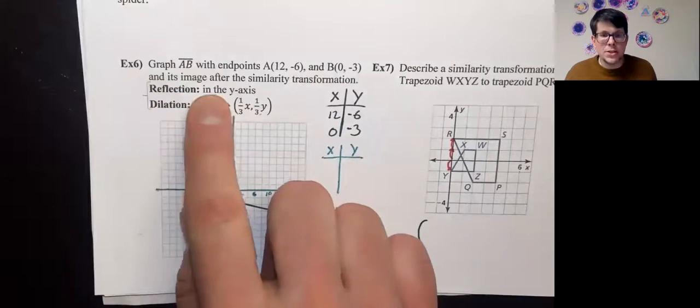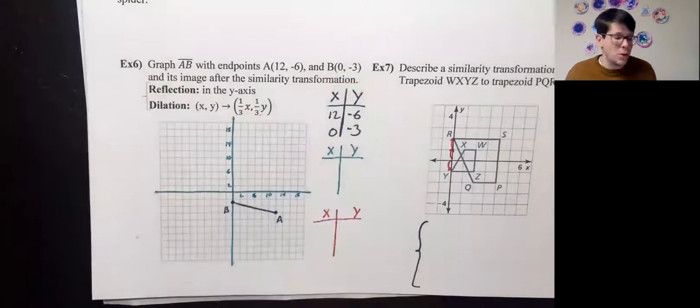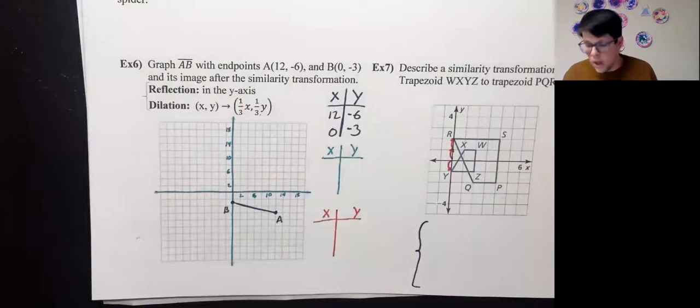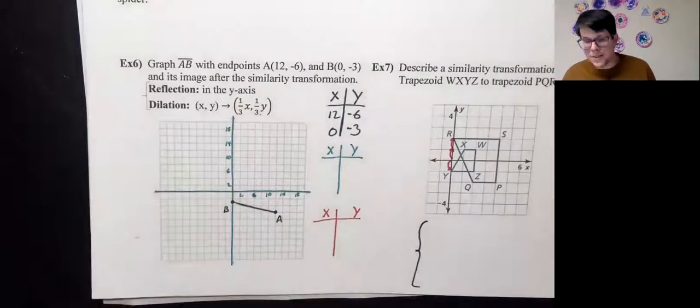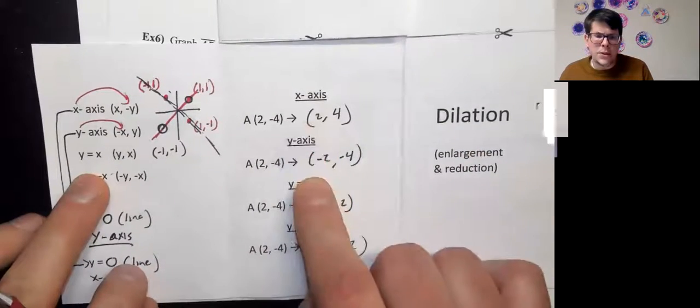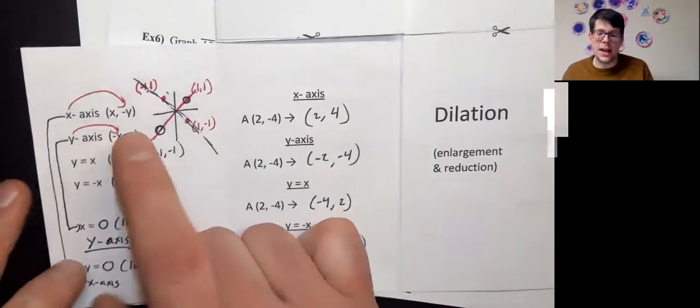So the reflection is listed first, so we're going to do it first. I'm going to use my tables in order to create this reflection, and I'm also going to use my tables to create the dilation. So let's see if we can take a look. Our reflection is a reflection over the y-axis. I have my foldable right here. For a reflection over the y-axis, I know that what I need to do is change the sign on all of my x values.